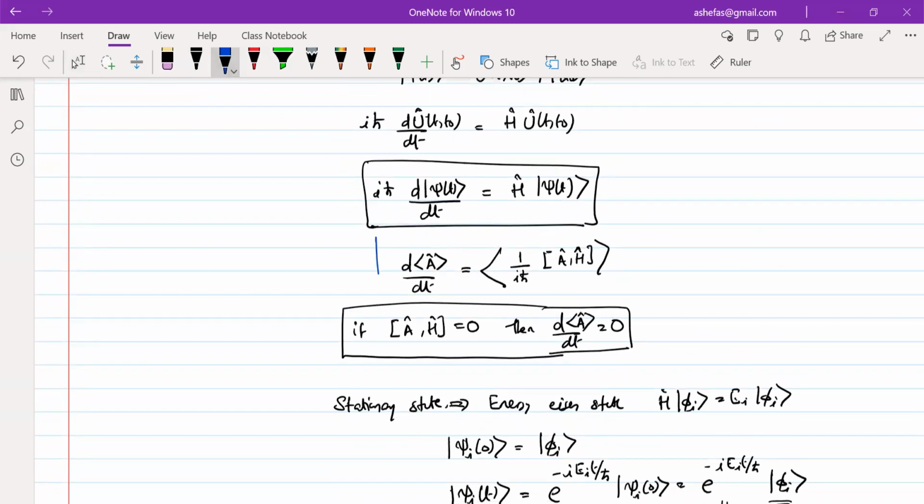This is called the equation of motion for the expectation value of the operator, because that is what is the observable quantity. The state is not observable; only the output of the measurement is what is called the observable. So with this we can stop the Schrodinger picture. In the next class, we'll discuss the Heisenberg picture.